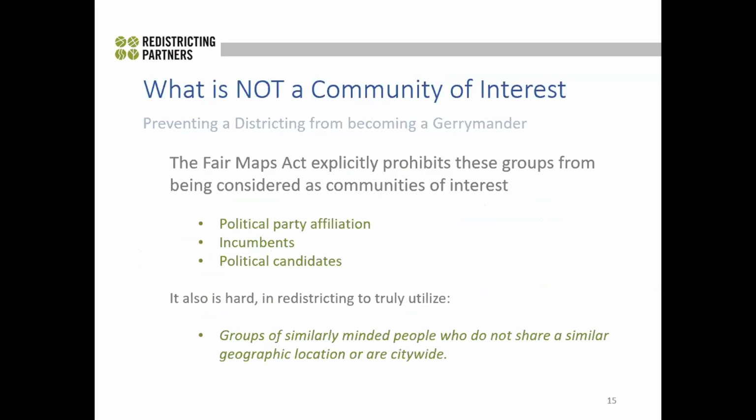It's also hard in redistricting to try and group similarly minded people who do not share a similar geographic location or are citywide. An example of that could be something like sports team fans. I've seen that example a few times. If Lakers fans cannot become a community of interest within the city of Bakersfield, it's far too diluted to be effective.